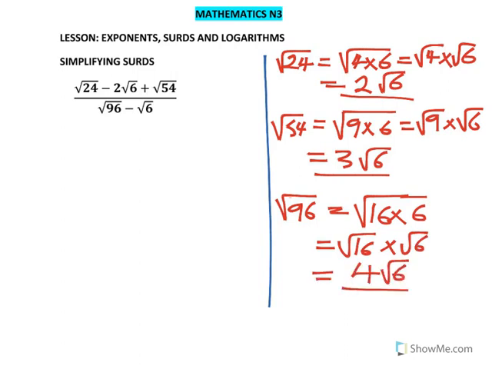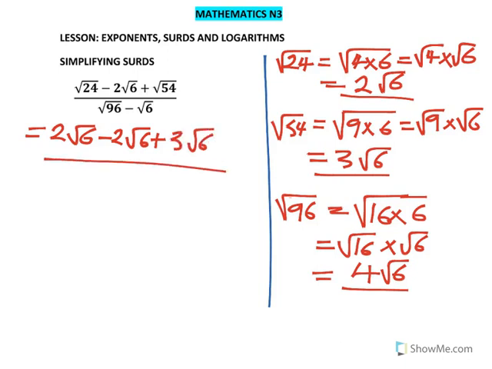When you have gotten these, now you pull them together this side, whereby for 24 you are going to have your 2 root 6 minus 2 root 6 plus, for 54 it was 3 root 6, all over, 96 was 4 root 6 minus root 6. Now I want you to see, this one is clarifying what I was talking about in the previous statement. You have a root 6 in each and every one of them with additions and subtractions.